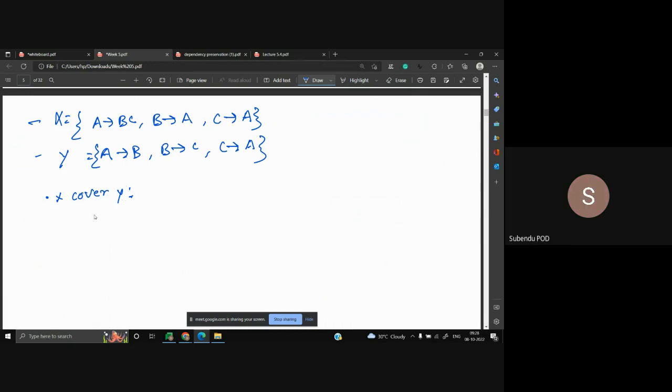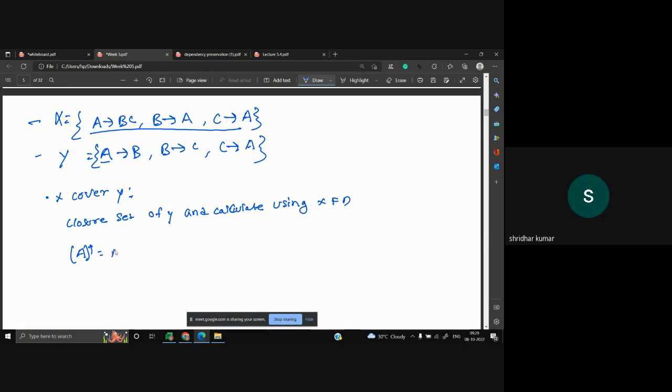You have to find the closure set of Y with the help of the X functional dependencies, using XFD. So the closure set of Y starts with A. What will be the A closure from this functional dependency? You have to find what the A closure will be. ABC.